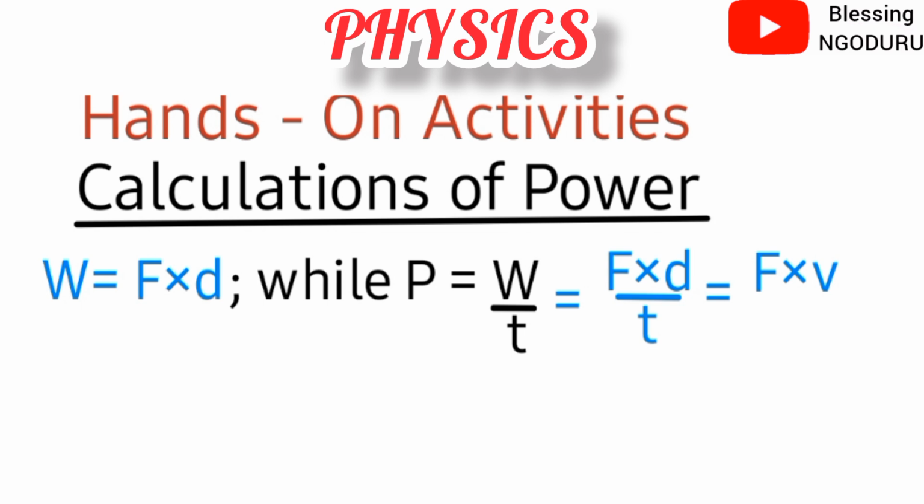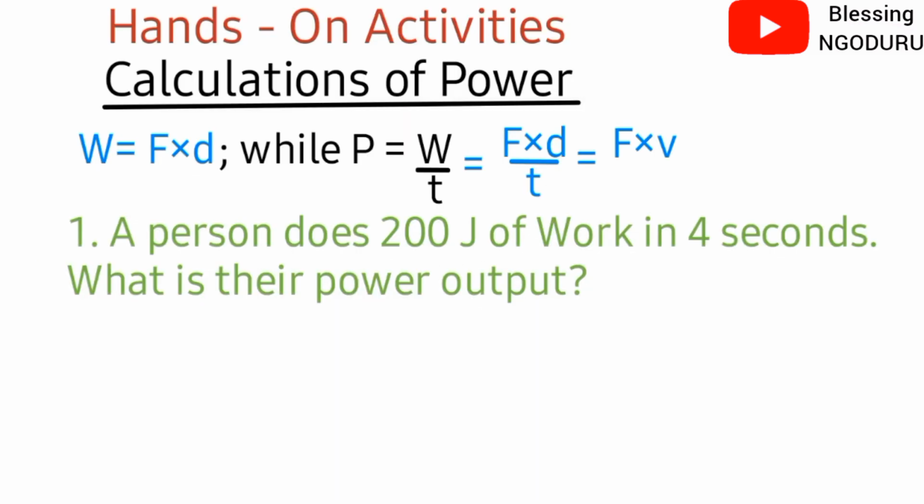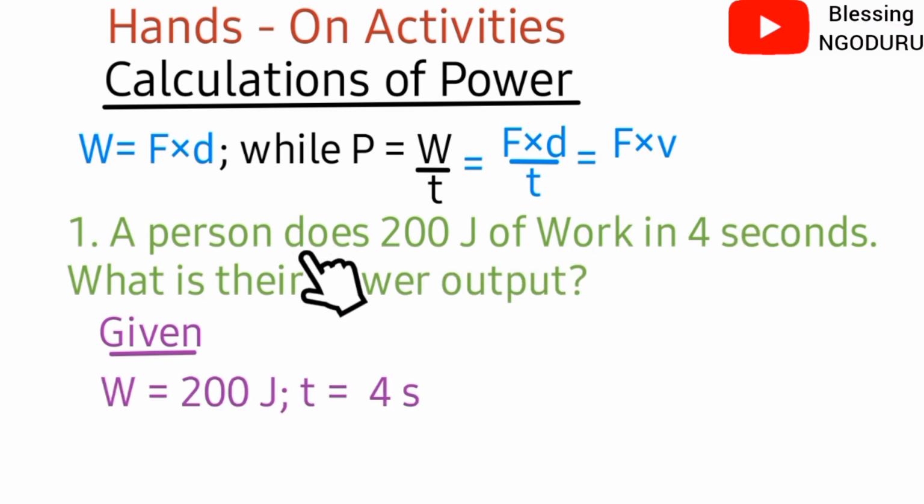Now let's look at how to calculate power. The first practice problem says that a person does 200 joules of work in 4 seconds. What is their power output? Firstly, we'll write the given parameters. We're told that the work done is 200 joules. So we have W, that is 200, in 4 seconds, that is time. So we look at these three formulas for power and look for the one that has W and T.